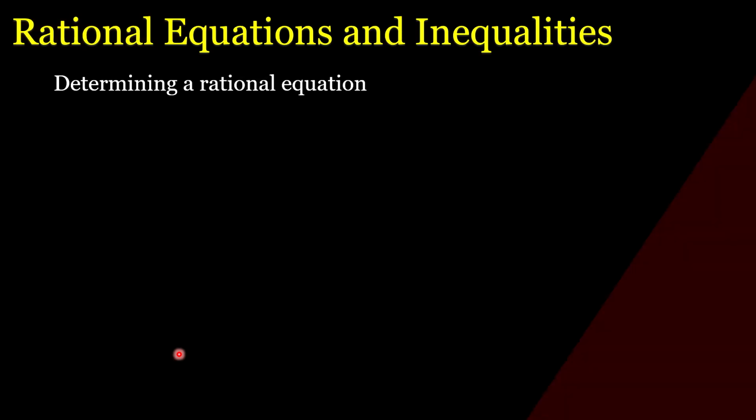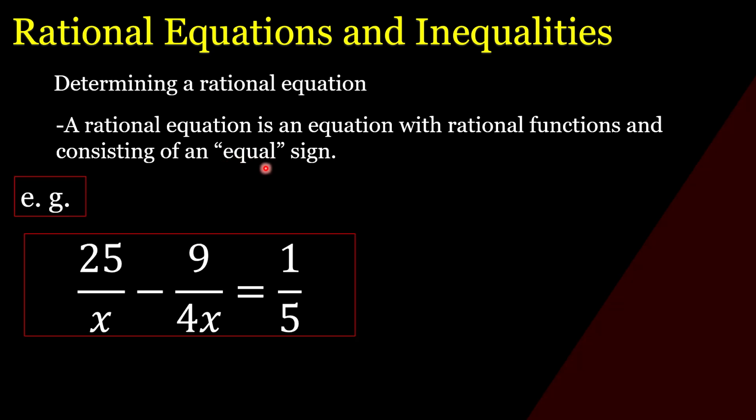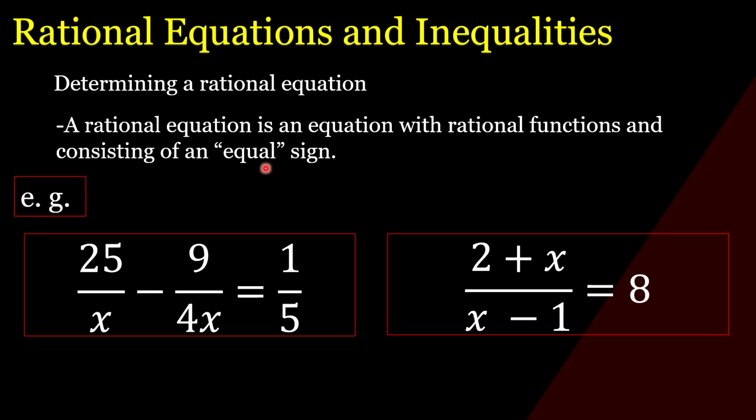So, next, rational equations and inequalities. So, determining a rational equation. Meron tayo ditong definition. So, a rational equation is an equation with rational functions and consisting of an equal sign. May equal dapat. So, ito yung example natin. 25 over x minus 9 over 4x equals 1 over 5. And 2 plus x over x minus 1 equals 8. So, ito yung pinagkaiba nila. Ito may equals. Yung rational equation, lagi siyang may equal sign.